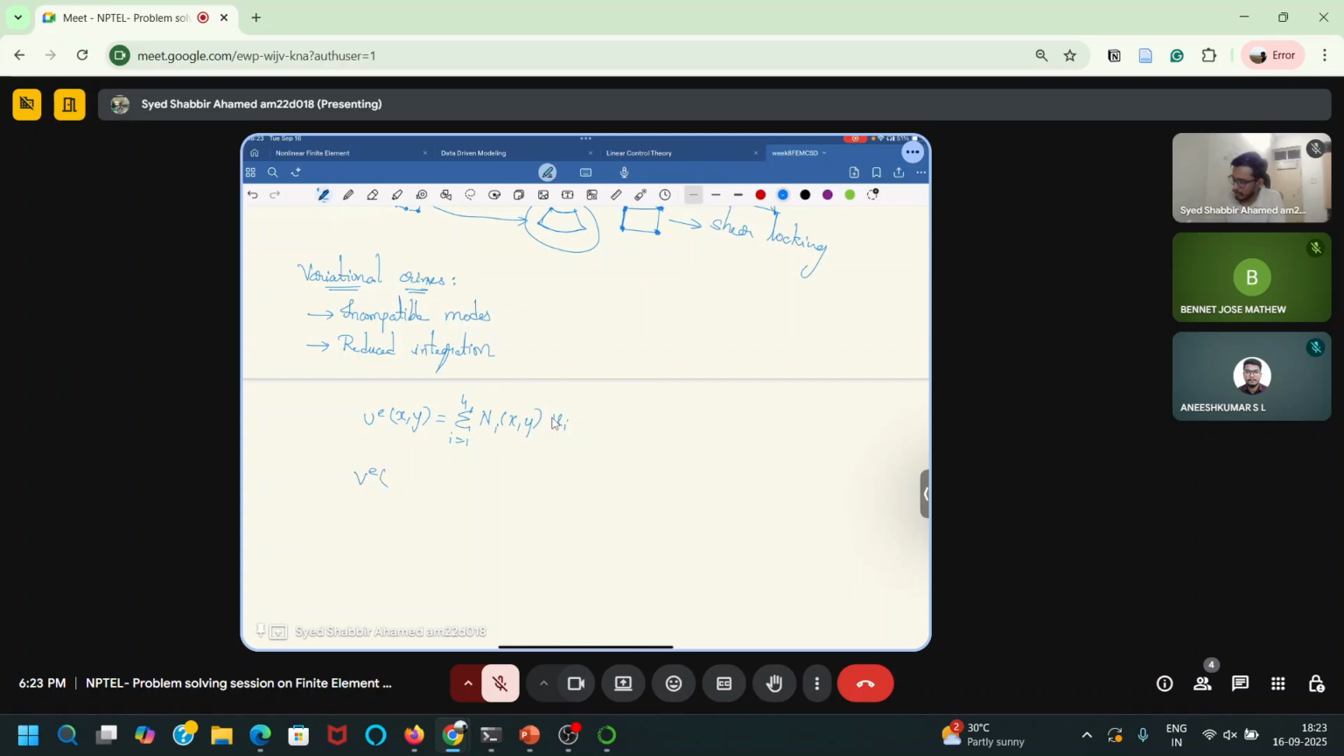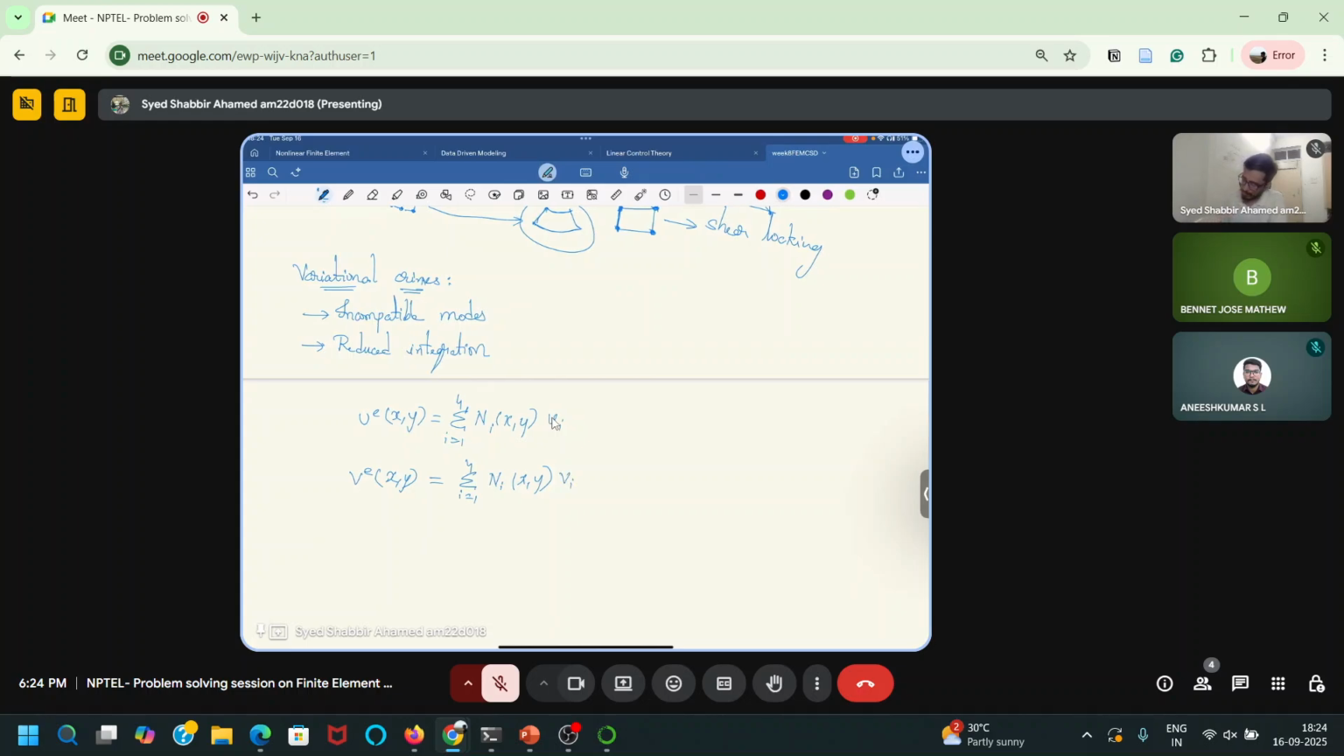Similarly for v, we have two displacements because this is a 2D element. So we will have the sum from 1 to 4 of N_i of x comma y times v_i. So N1 v1 plus N2 v2 plus N3 v3 plus N4 v4. So these are my two displacement fields for a four noded quadrilateral.